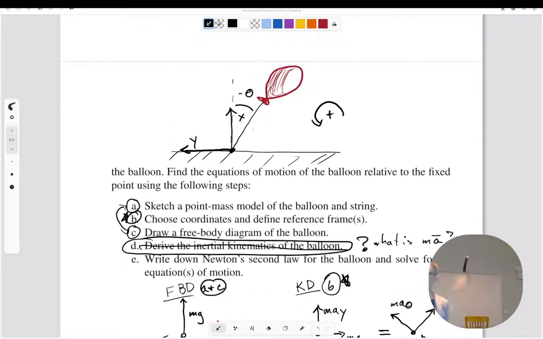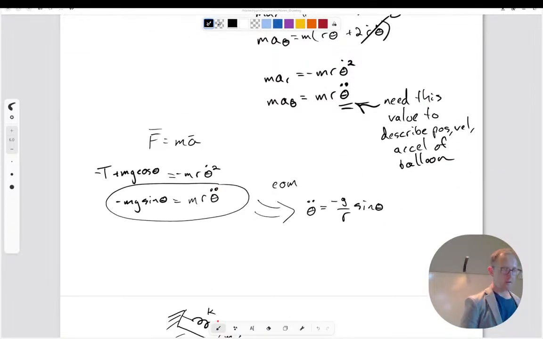Negative acceleration. So at least from an equation of motion, the negative sign makes sense, because if I have a positive angle, I have a negative acceleration. If I have a negative angle, I have a positive acceleration. So it seems right. At least it seems right to me that we did things the right way.